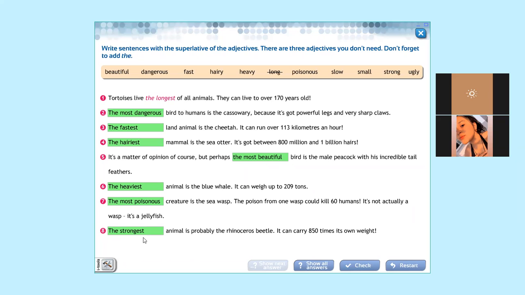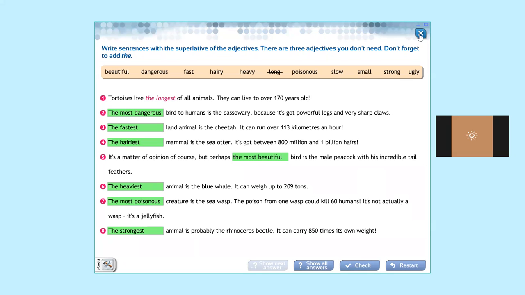The strongest animal is probably the rhinoceros beetle. It can carry, how do you say, 850 times its own weight. Okay, please. Thank you. Complete, everybody. Complete in your books, please. Ready? 3, 1, 2, and 3.